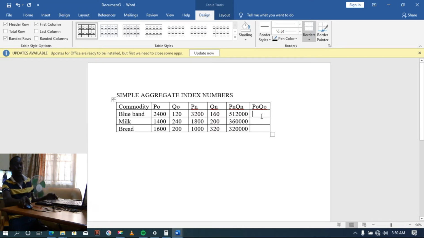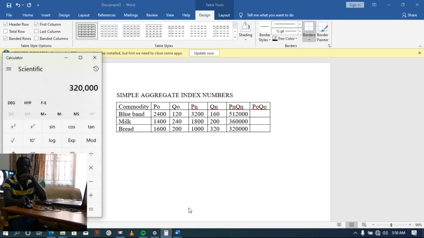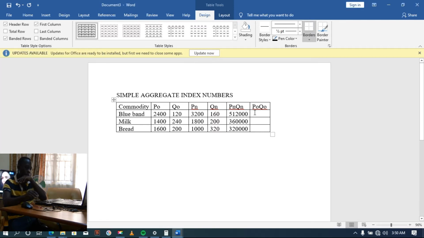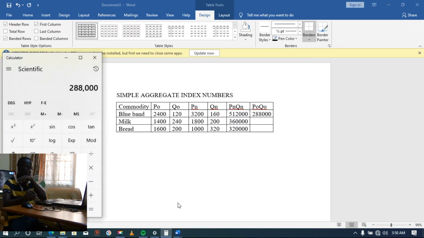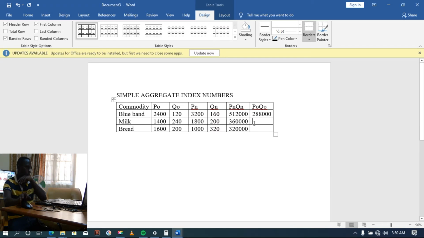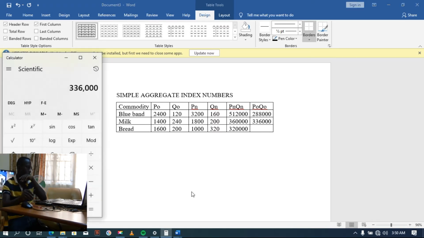Then I will come to POQO. So for POQO, we have base year price times base year quantity. So for the first commodity, 2,400 times 120, we get 288,000. Then we have the other commodities, milk, 1,400 times 240, we get 336,000. And then bread we have 1,600 times 200, we get 320,000.